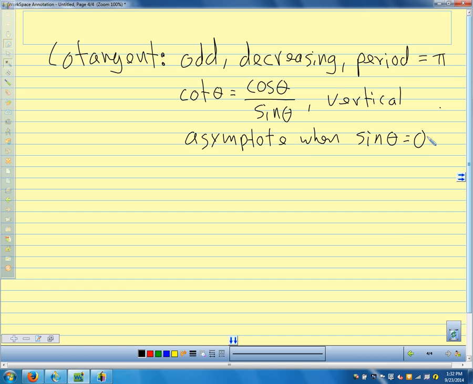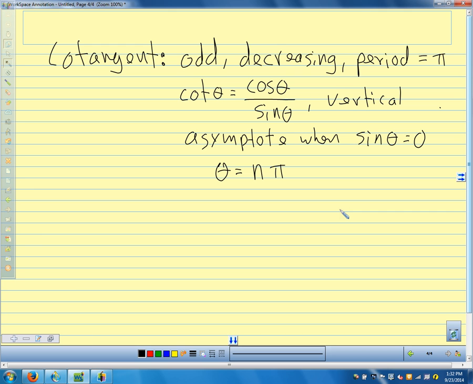When does sine theta equal 0? When theta equals 180, or in radians, pi. So sine theta equals 0 at pi, and then again at 2 pi, and again at 3 pi, and again at 4 pi. So we get multiples of pi. The way we write that is theta equals n pi, where n is an integer. We get an asymptote at 0 pi, 1 pi, 2 pi, 3 pi, etc.